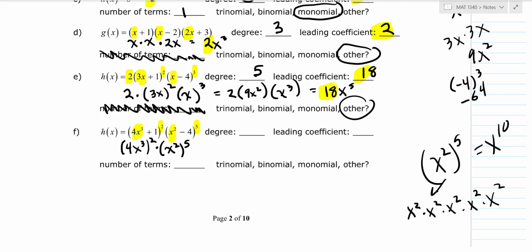These rules are shortcuts. So what we're going to have is you're going to do 4 to the second. You got to do 4 to the second, which is 16. And then 3 times 2 to get x to the 6th. And then the next one would be x to the 10th like that. Okay? So what happens when I take 16x to the 6th times x to the 10th? What do I get?